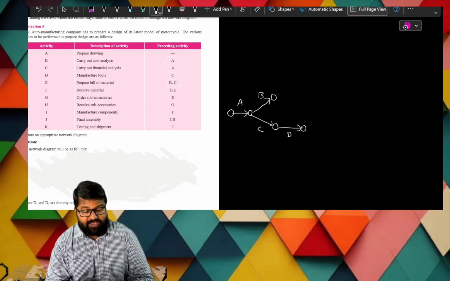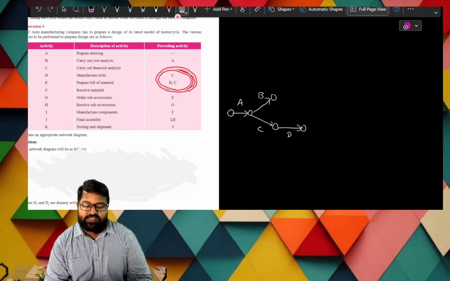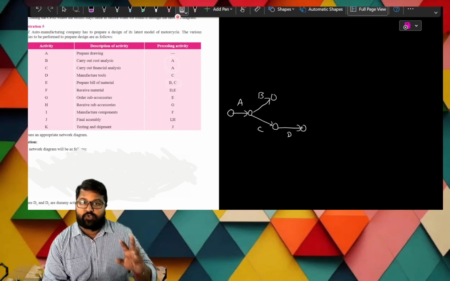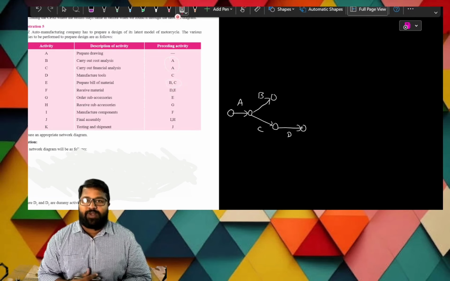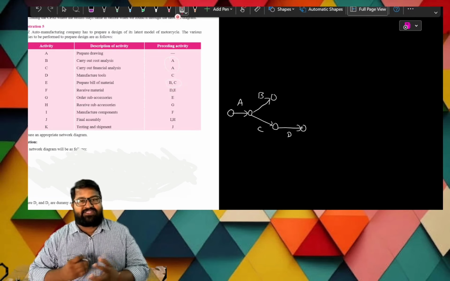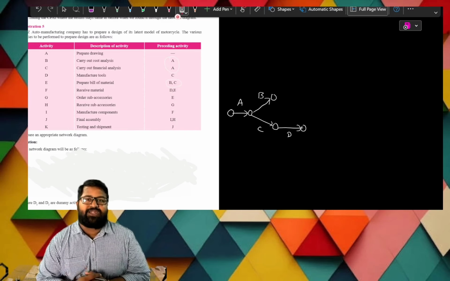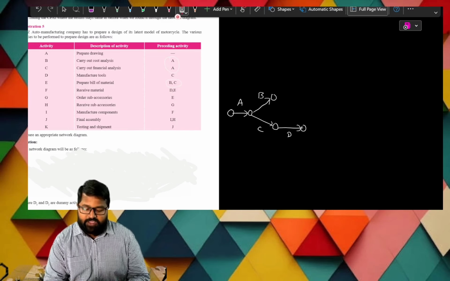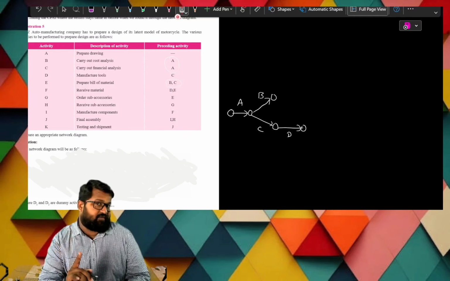But here, you see, there is a chance for a dummy. Why? Because C is repeating in the preceding activities twice, once individually and another time in a combination. Now what do we have to do? We have to arrange it properly. Just by seeing this, you can get clarity. It is repeating twice, so there is a chance for a dummy.